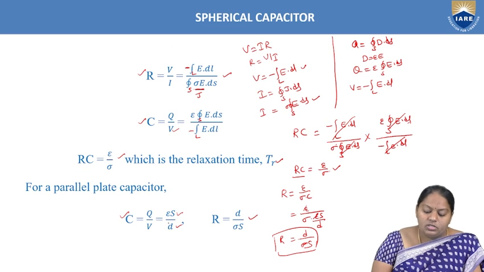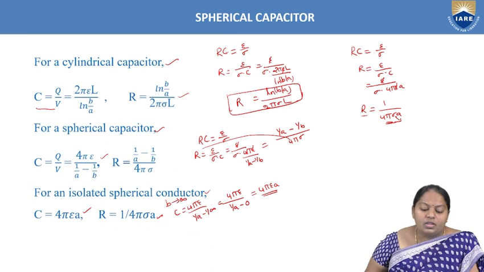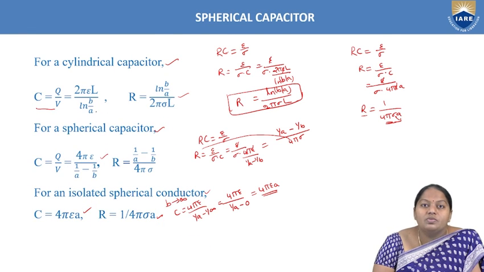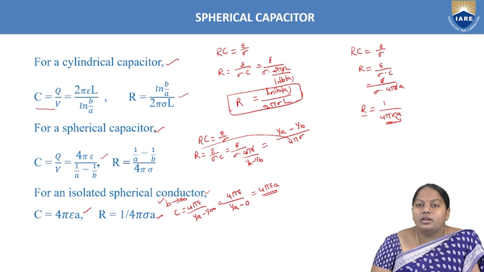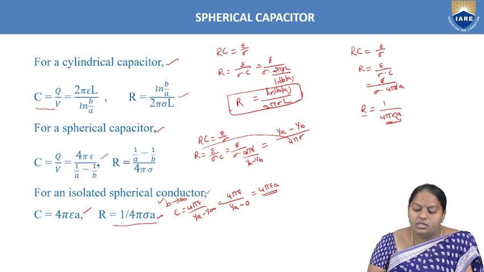For the parallel plate capacitor, C is obtained as epsilon S by D and R equal to D by sigma into S. The next one is the cylindrical capacitor, C is 2 pi epsilon L by ln of B by A, and R is obtained as ln of B by A by 2 pi sigma into L. And for a spherical capacitor, C is given by 4 pi epsilon by 1 by A minus 1 by B, and R is 1 by A minus 1 by B by 4 pi sigma. And for an isolated spherical conductor, if we assume B tends to infinity, the outer conductor radius ideally infinitely large, then C becomes 4 pi epsilon into A, and R equal to 1 by 4 pi sigma into A.